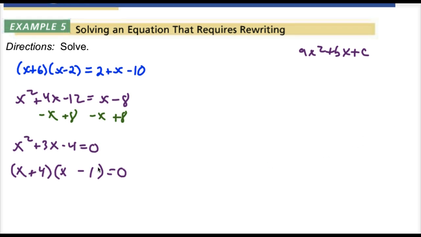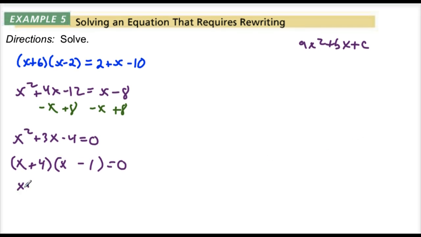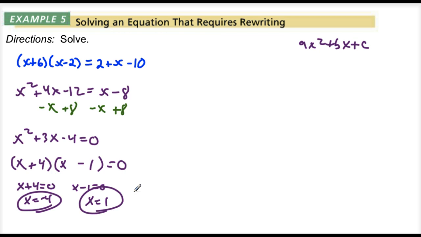Cool. So now we set each factor equal to 0. So x plus 4 equals 0, x minus 1 equals 0, and then we solve for x. So I subtract 4 right here and get negative 4. Cool, got that. Add 1 on both sides and get 1. And so those would be our two answers for this equation.